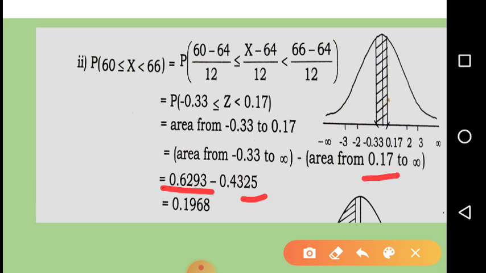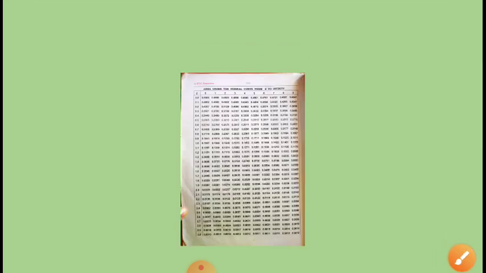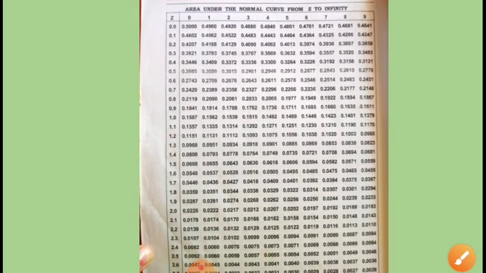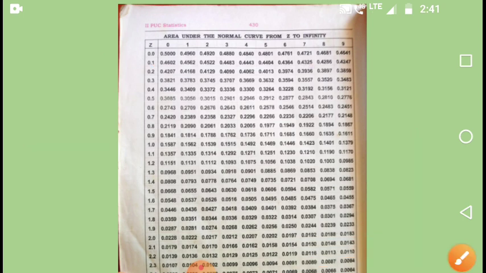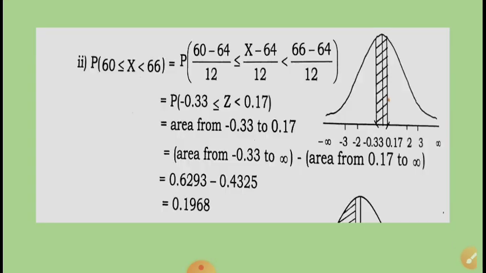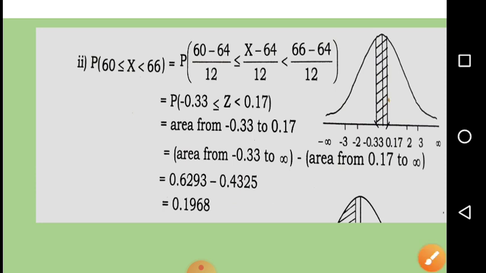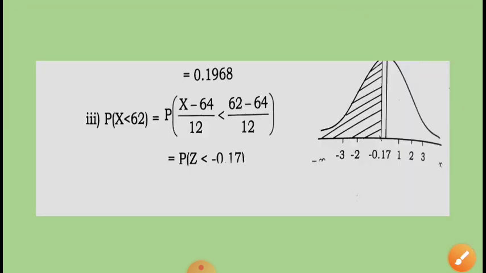For 0.17, you should get 0.43. By looking at this, that is 0.17, right? See, it is 0.17. So 0.1 you see here, and 0.17 is here. So 0.4325. Okay, so see whether the answer is correct. 0.4325. Yes, see here, the answer is like this. So you just have to see the chart and write the value.